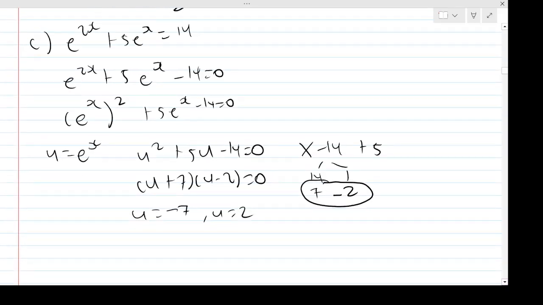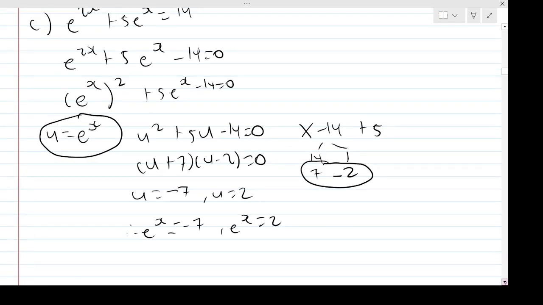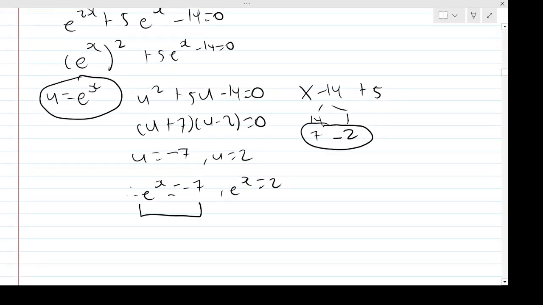But of course, I'm solving for x, not u. Remember, u is e to the x, so that means e to the x is minus 7, or e to the x is 2. Now, with this first one, hopefully you can spot that is not valid, because e to the x, or any exponential, is always positive. Remember, the e to the x graph looks like this. That's always positive. It's above the x-axis. It's on the positive y-axis, so it's positive. So that cannot happen. E to the x cannot be negative. Therefore, no solutions here.